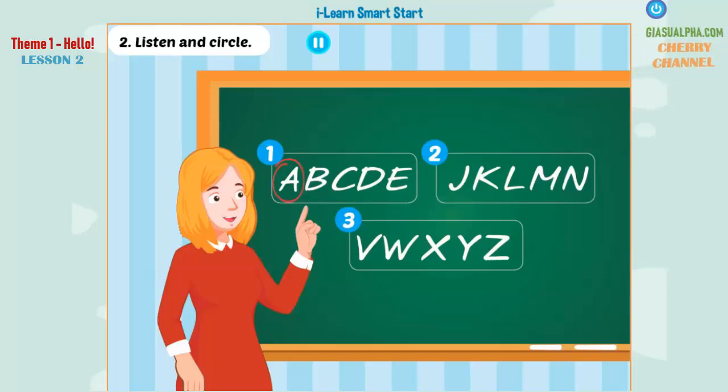2. And what letter is this? It's letter L. Yes, letter L. Yeah! 3. What letter is this? I know! It's letter X! X! X! Yes, that's right. Yeah!